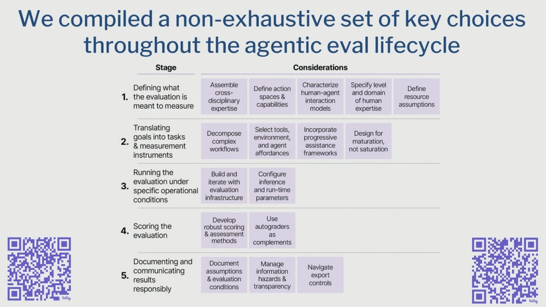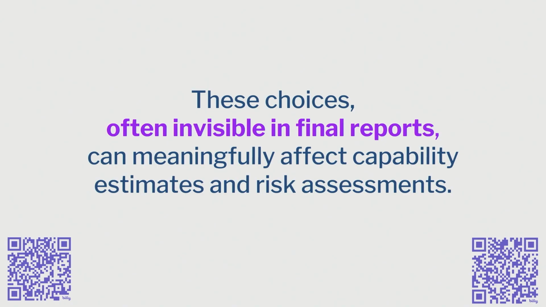All right, so this is what we do. We organize the eval lifecycle into 5 stages: define, design, run, score, and document. And at each stage, we mapped non-exhaustively specific choices that shape what the eval is actually measuring. Importantly, these choices, which are often invisible in final reports, meaningfully affect capability estimates, risk assessments, and the downstream governance decisions that they inform.